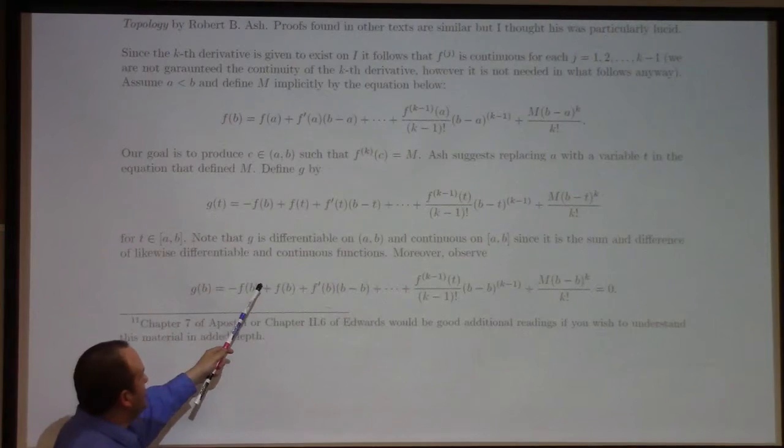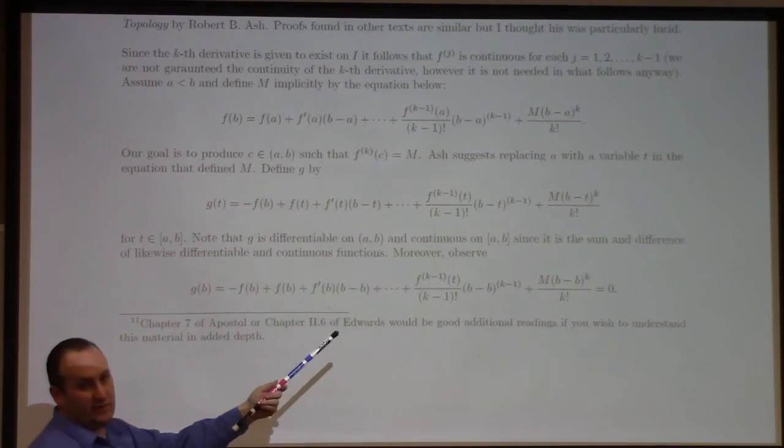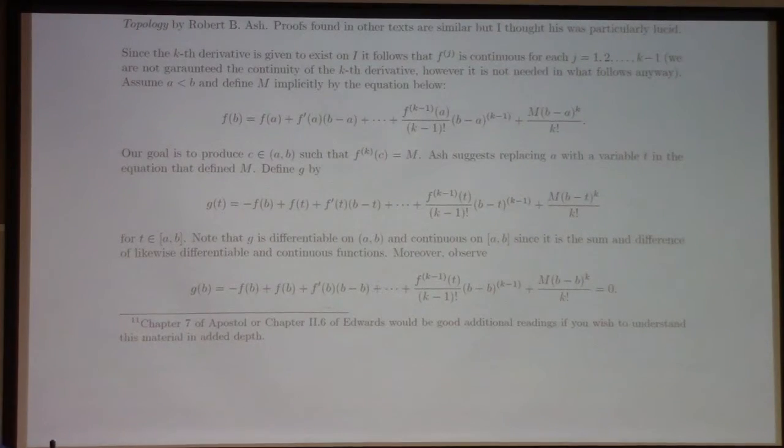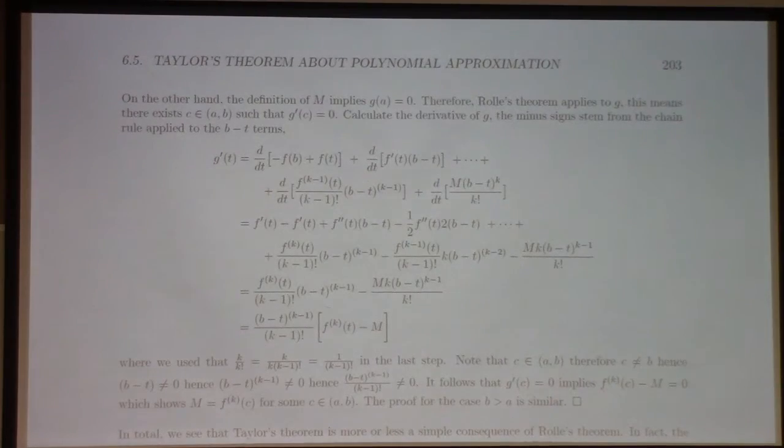Now, if you plug in b, well, it's just straight 0, right? So you have this function g, which is 0 at a, it's 0 at b, and next I will show that in fact it's differentiable between a and b. That means I can apply Rolle's theorem to find a c between a and b for which g prime of c is 0.